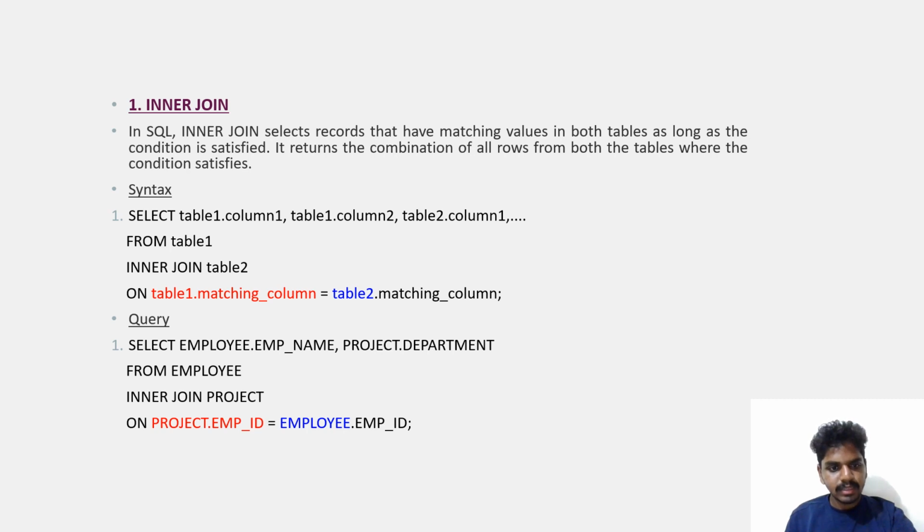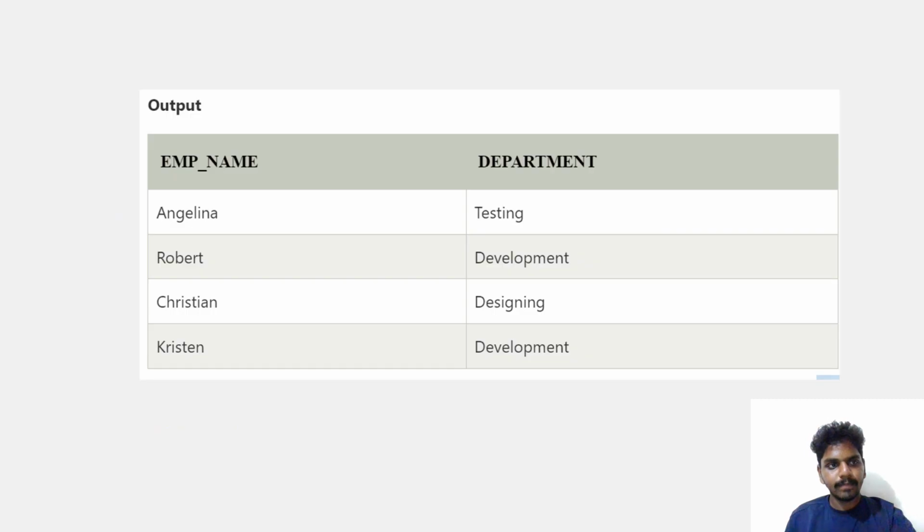An example is taken: query select employee name, project, department from employee. Inner join operation is used on project employee id is equal to employee dot employee id. And this is the output of the previous query which we saw in the last slide. It displays the employee name and department of who is working on a particular project.